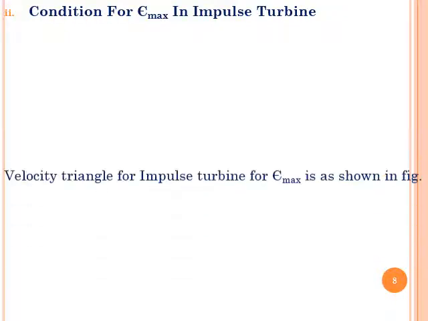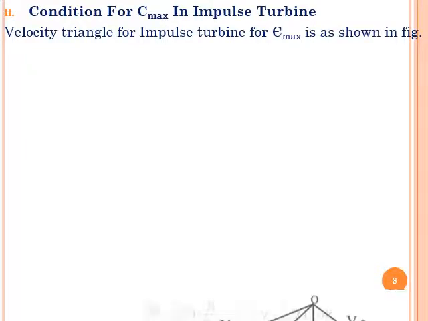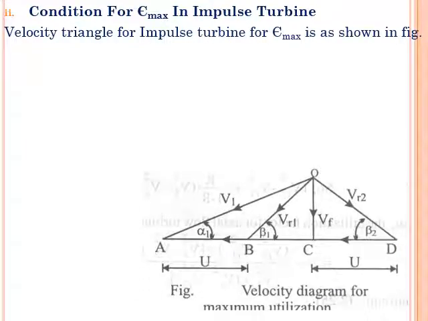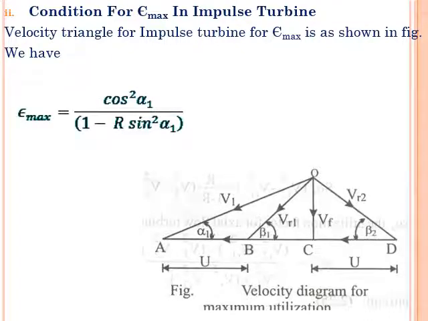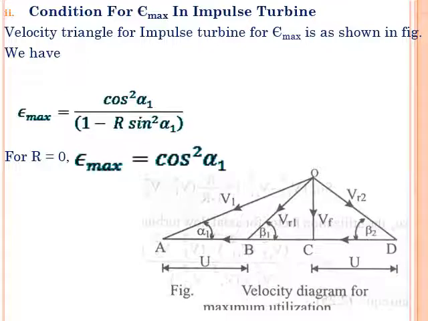Now, the condition for maximum utilization in an impulse turbine. The velocity triangle for this maximum utilization factor is like that. The maximum utilization is equal to cos square alpha 1 over 1 minus R sine square alpha 1. For an impulse turbine, the degree of reaction is 0, that means R is equal to 0. So this expression becomes: the maximum utilization factor is equal to cos square alpha 1.